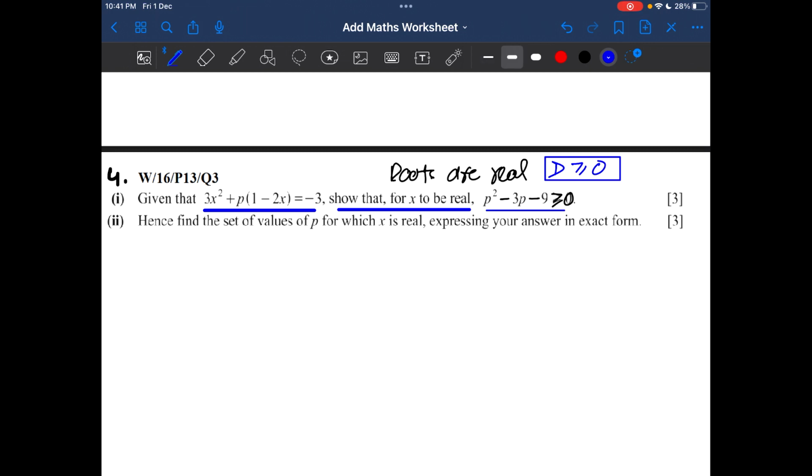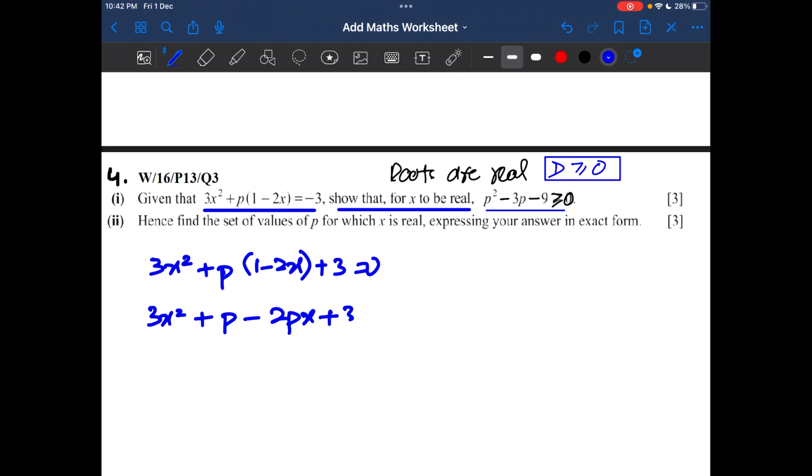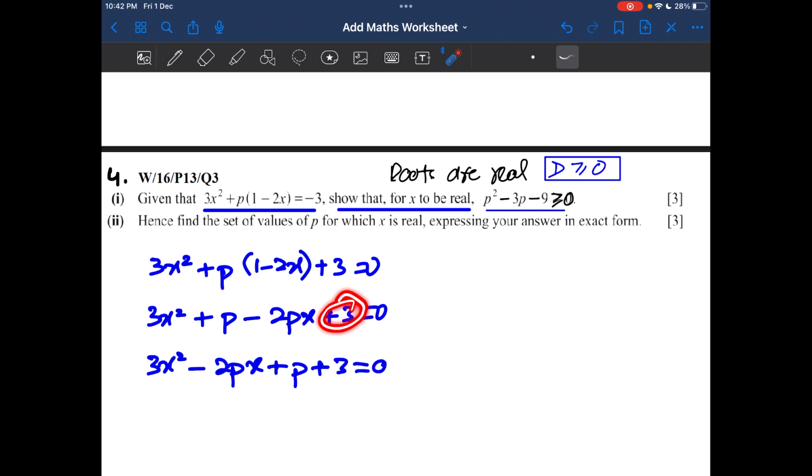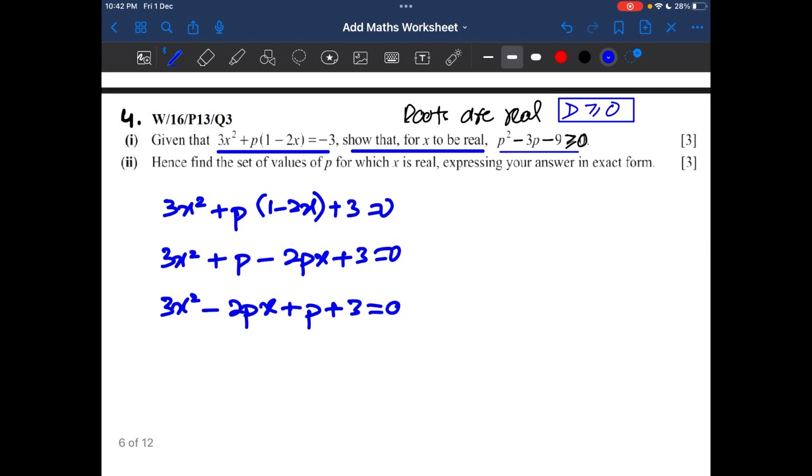Now let's just come back to the quadratic equation. We have 3x square plus p into 1 minus 2x. We are going to shift minus 3 on the left hand side, become plus 3 is equal to 0. 3x square, p into 1 is p, p into minus 2x is minus 2px, plus 3 is equal to 0. Then I have 3x square minus 2px plus p plus 3 is equal to 0 here. So I've arranged the terms. First I did the multiplication, p into 1, p into minus 2x is minus 2px plus 3 over here. And then I arrange the terms like x square, first term is x square, the second term should be in terms of x, and the last term is all the terms that are constant on the last of this equation.